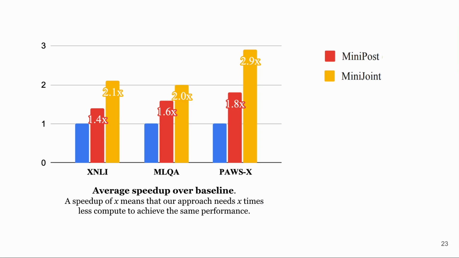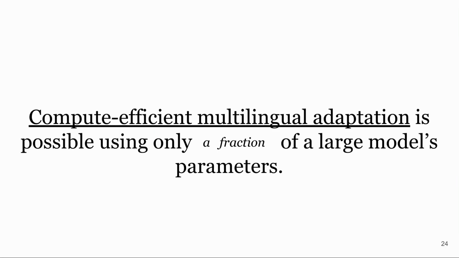Here is the average speed up of mini model adaptation over the baseline. So for this, we do the relative speed up per language, and then we average over languages. And you can see that depending on the architecture that we've done, either MiniPost in red or MiniJoint in yellow, we get between a 1.4x and a 2.9x speed up over the baseline. So what we've learned from this paper is that compute efficient multilingual adaptation is possible using only a fraction of a large model's parameters.